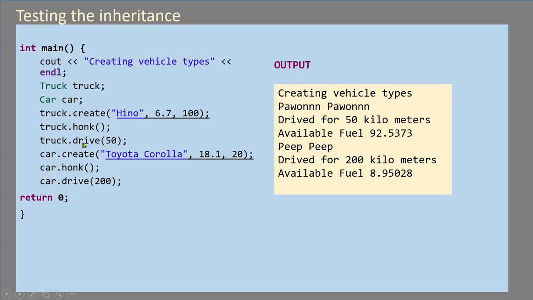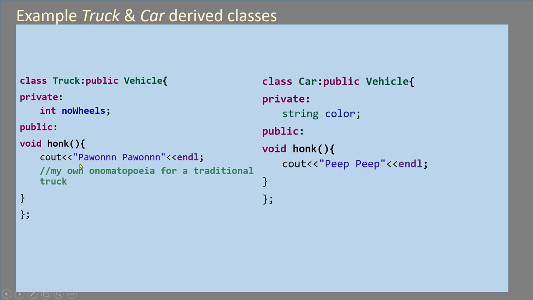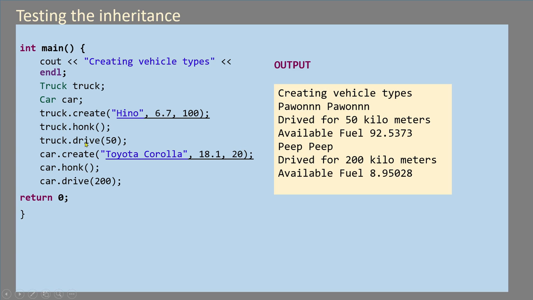And truck drive. I don't have any drive function in this, so drive of the parent class will be called. Same as for the car object, using the create, the honk, and the drive. This is the output, creating vehicle types. Then the drive function is called, then the create function for the car is called, the honk function is called, and the drive function is called.